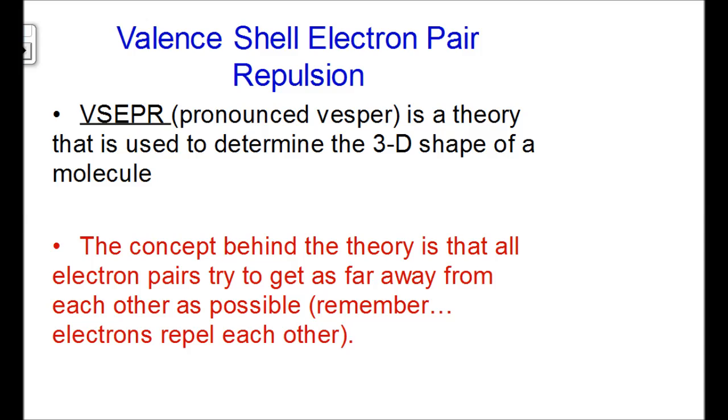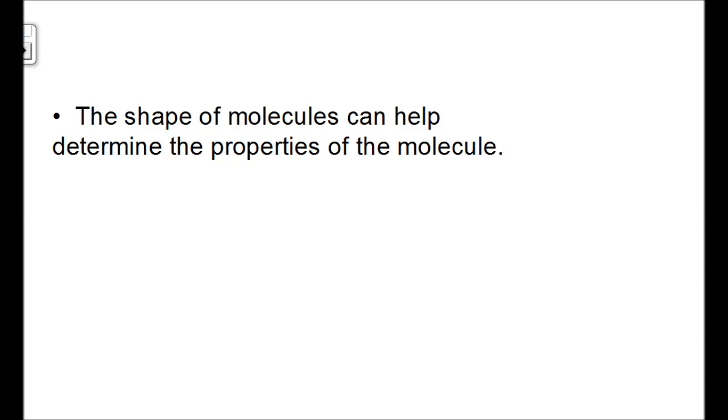Alright, so the concept behind this theory is that all of these electron pairs, which as we all know have negative charges, try to get as far away from each other as possible. So imagine you and 7 or 8 of your closest enemies all in one room. You would try to get as far away from each other as possible so that the greatest distance between every single one of you is achieved. And that's basically what VSEPR theory is all about.